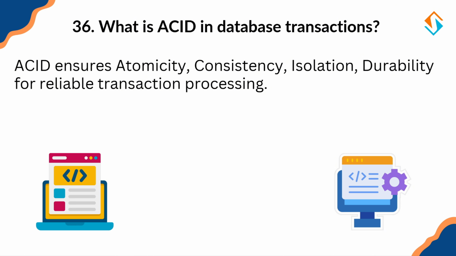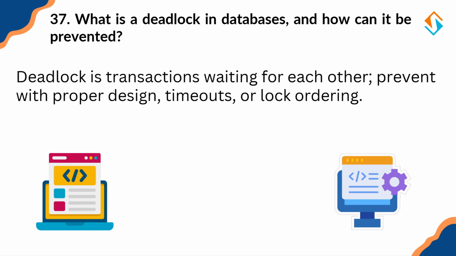ACID properties ensure reliable database transactions. First is atomicity. All operations complete or none do. Second is consistency. Data remains in a valid state before and after transactions. Third is isolation. Transactions don't interfere with each other. Durability. Changes persist even after a failure. Next question is, what is a deadlock in databases and how can it be prevented?